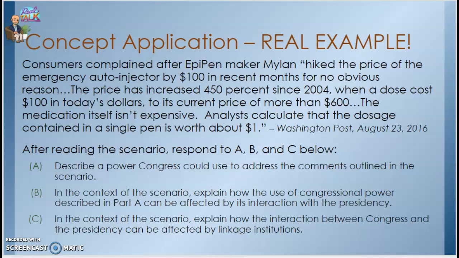B, in the context of the scenario, again, use something from the scenario, reference it, maybe even quote it. Explain how the use of congressional power described in Part A can be affected by its interaction with the presidency. So now you got to think checks and balances between the executive branch and the legislative branch. And C, in the context of the scenario, explain how the interaction between Congress and the presidency, the one you identified in Part B, can be affected by linkage institutions. So the media, elections, political parties, interest groups.